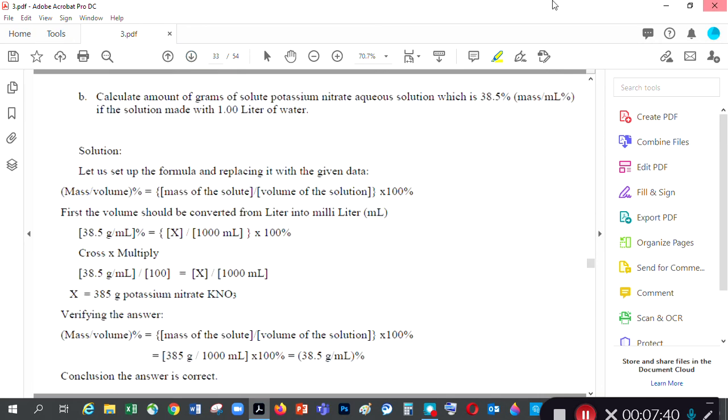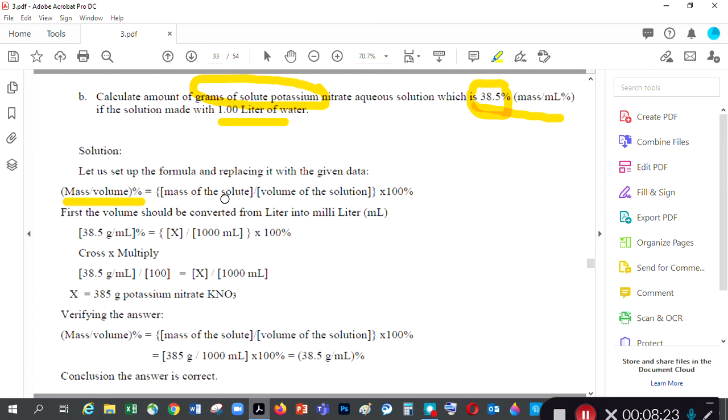Another example. Now there will be given to us the mass over volume percentage of the solution, and we have to calculate the amount of the solute or the amount of the solution. Either the amount of solute in grams, or sometimes the amount of solution in milliliters. Now the percentage is given to us, and we have to calculate the number of grams of the solute in a solution made of 1.000 liter. Again, we have to convert the liter into milliliters, because by definition it has to be solution volume in milliliters. Let's set it up.